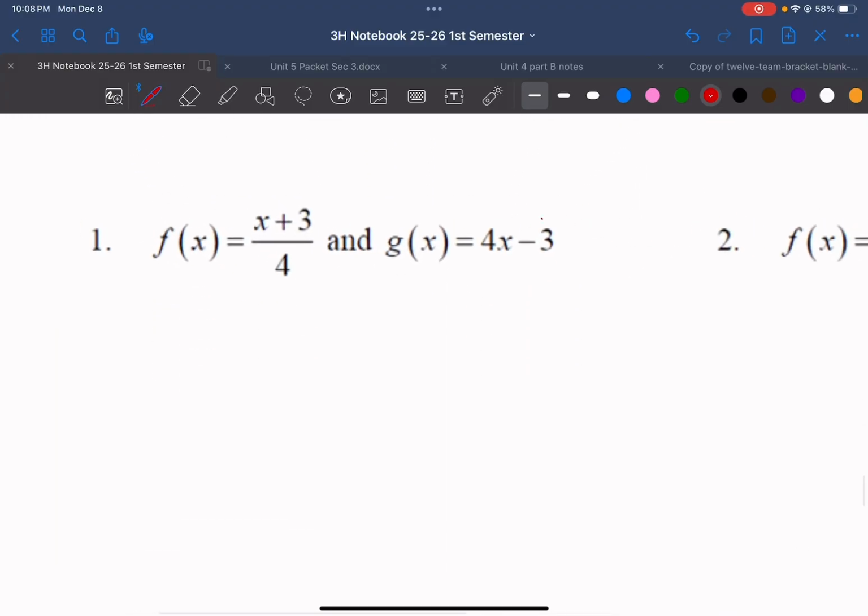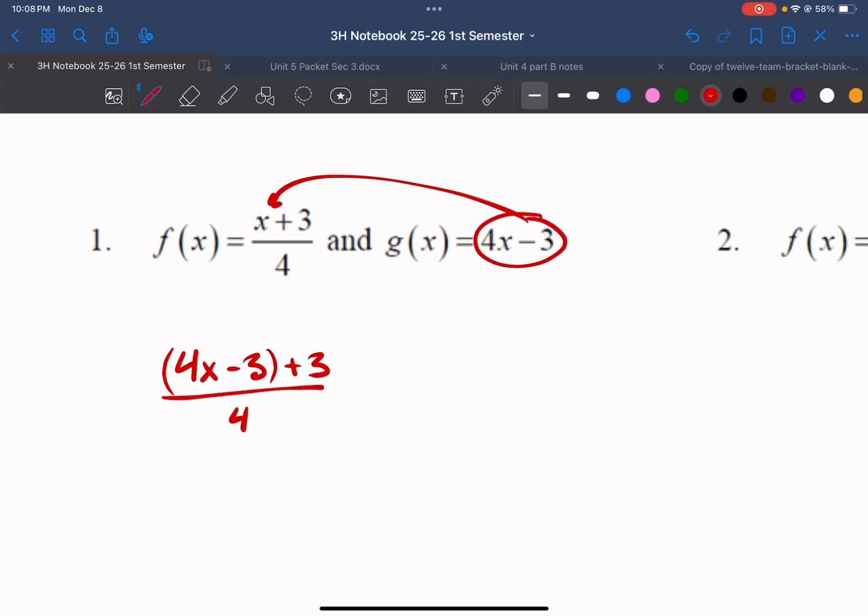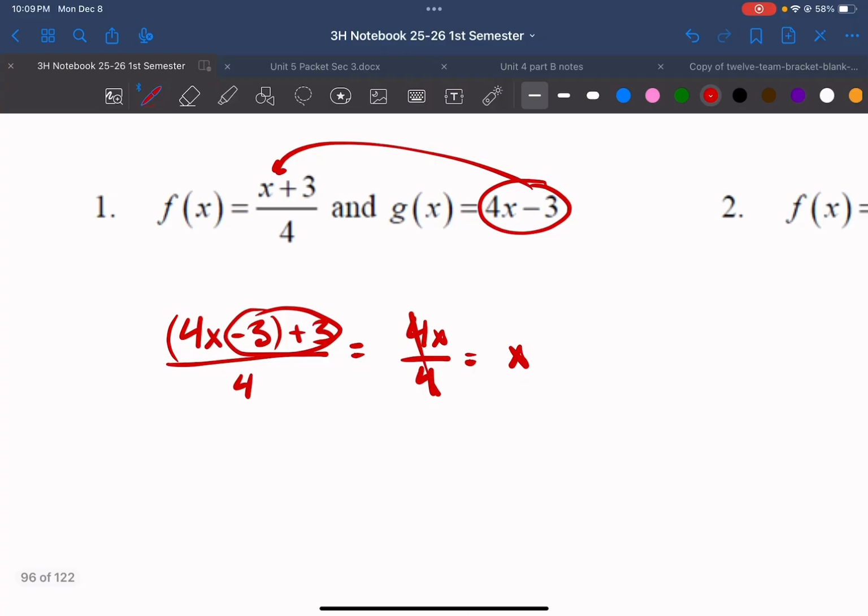Let's first take g and plug it into f of x. Four x minus 3 plus 3 over 4. This simplifies to 4x over 4, because these combine together. And then what happens to the 4's? They cancel and we get an x. Okay, so it works if we put g into f. That is f of g of x.